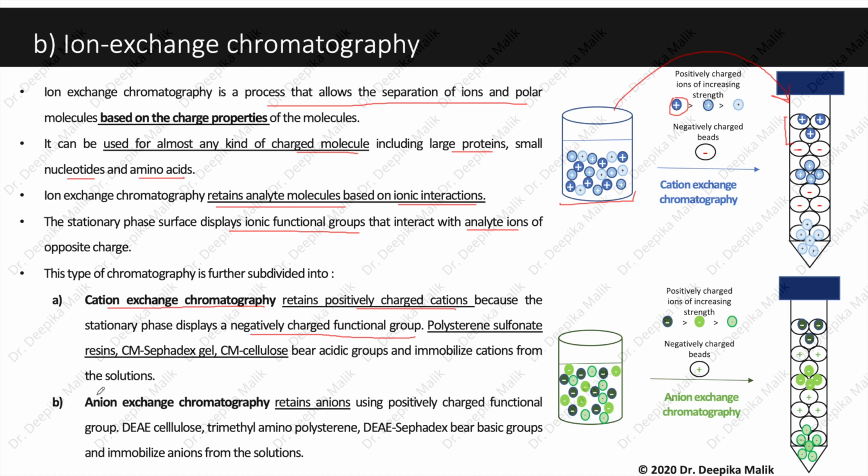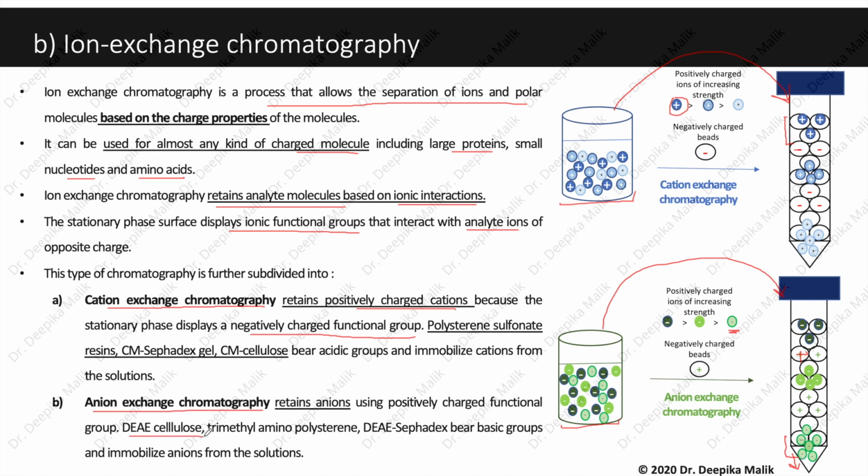The second subtype is anion exchange chromatography, which retains anions using positively charged functional groups. As you can see in the diagram, the column is packed with a positively charged stationary group, and when the sample containing the negatively charged ions is added into the column, the least negative molecules will move out of the column at a faster rate as compared to the molecules with high negative charge.